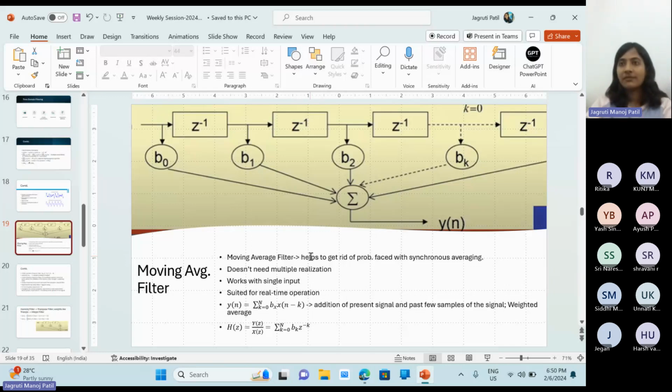Okay, so if you have a system and that system doesn't have a trigger with it, how do you sync it with your oscilloscope or any particular device from which you are taking the reading? So this will always be a problem. So what you do is moving average. You use a moving averaging filter.